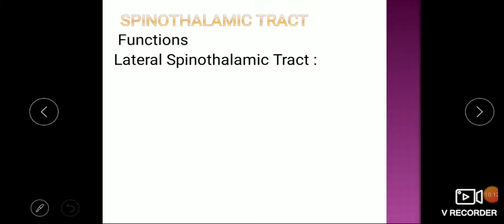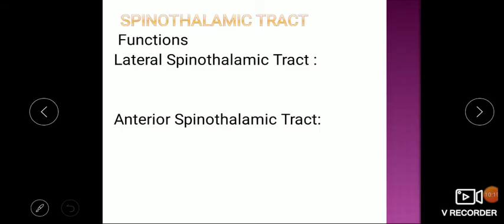So the spinothalamic tract is grossly given two categories. Lateral spinothalamic tract means, simple, it is going in the lateral white column, arising from the spinal cord, ending in the thalamus. And from the thalamus, third order neurons are arising and going to the sensory cortex. Anterior spinothalamic tract means arising from the spinal cord, traveling in the anterior white column, terminating in the thalamus. And from the thalamus again, third order neuron fibers are arising and going to the sensory cortex.